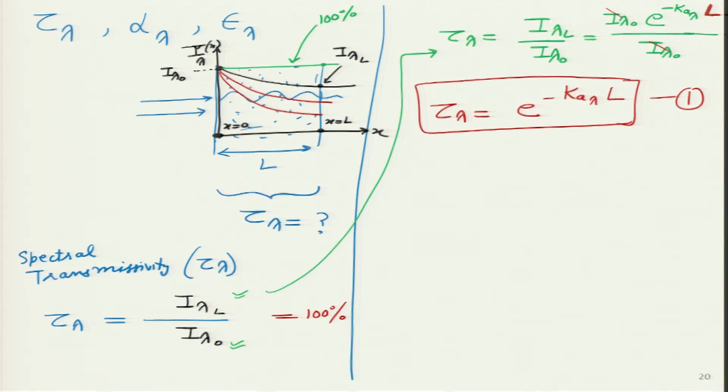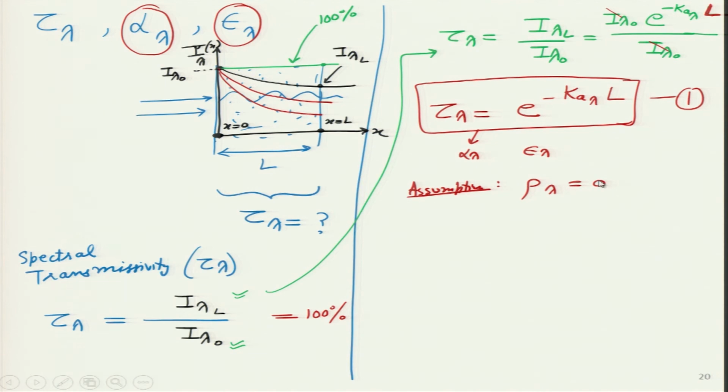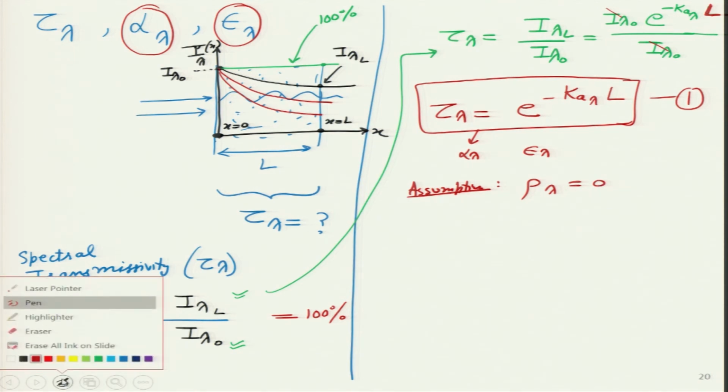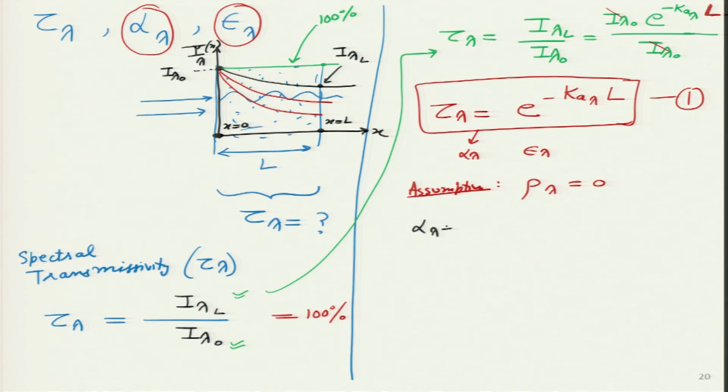Using this equation, now can I get the value of alpha lambda and emissivity epsilon lambda as well? I think so. If I can make an assumption which is actually quite valid, that the reflectivity of this medium is 0, which means if I make the assumption reflectivity is 0, then what equation will I get? I will get alpha lambda plus reflectivity lambda plus tau lambda is 1. This is a spectral equation because it depends on wavelength.